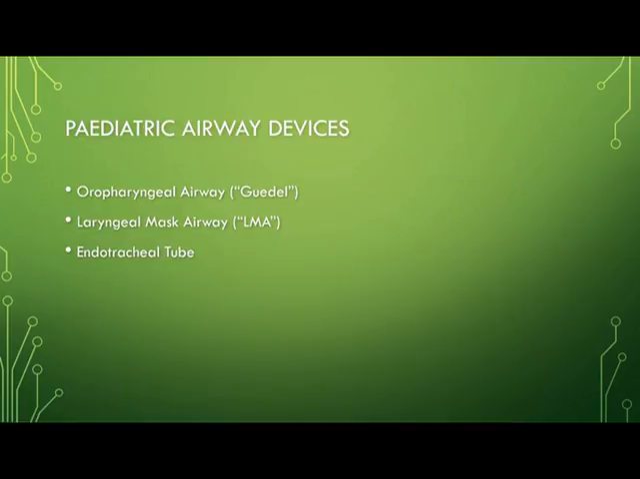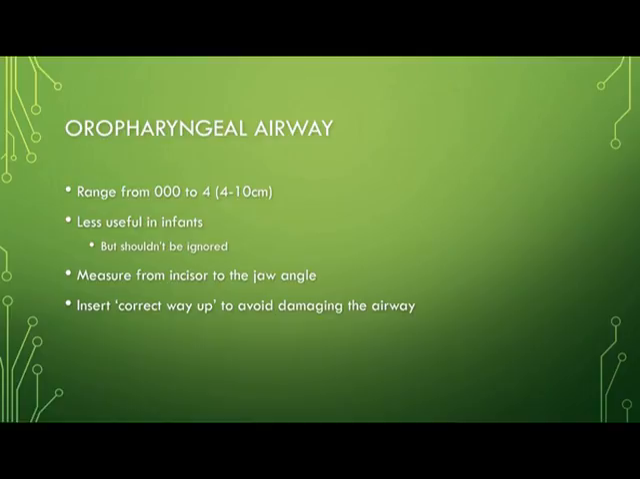I will now discuss three major paediatric airway devices: the oropharyngeal airway, or Guedel airway, named after its inventor, the laryngeal mask airway, or the LMA, and the endotracheal tube. An oropharyngeal airway can be useful as children have a relatively larger tongue. However, their usefulness may be reduced by the fact that infants are nasal breathers.